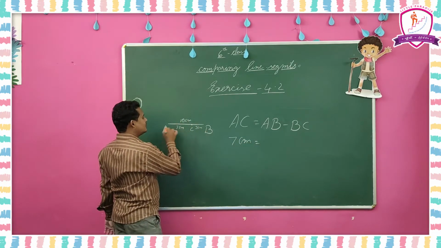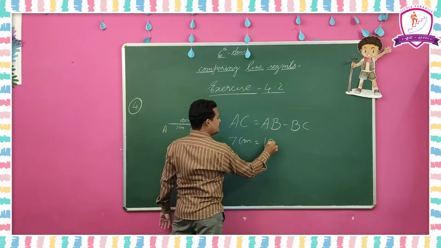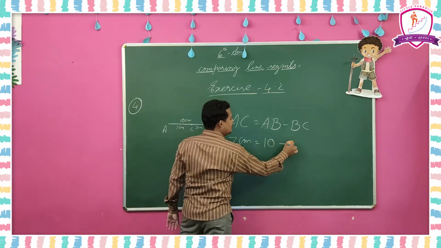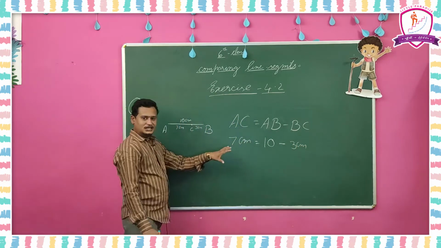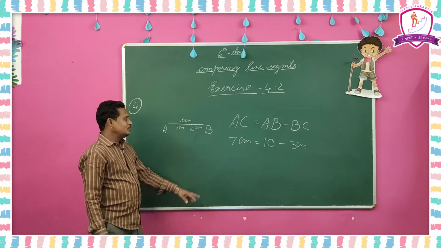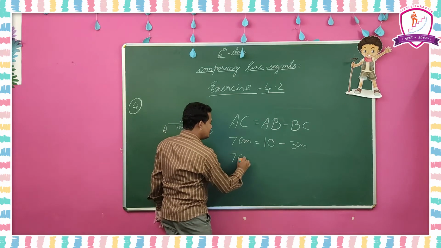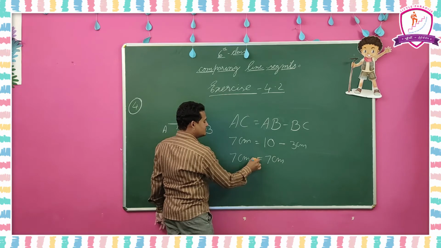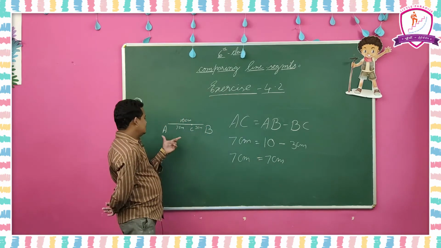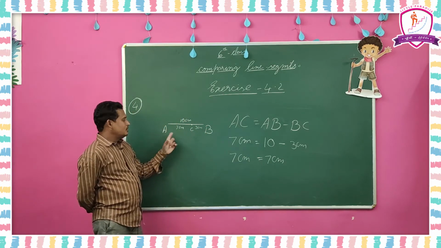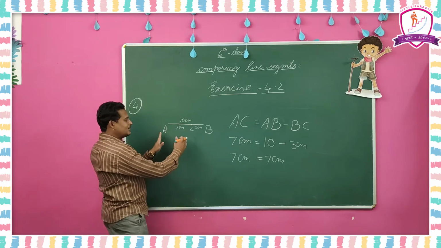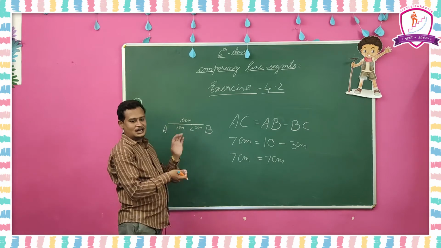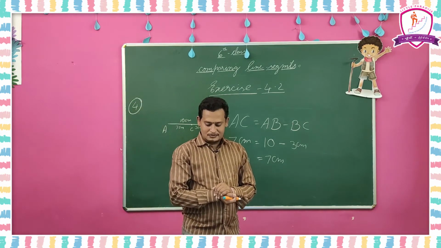So, the total AB value is 10 centimeters, minus the BC value, which is 3 centimeters. Substituting, it is called substituting. So, 7 centimeters you can write here, and 10 minus 3 is also 7 centimeters. Hence it is proved. So, AC is equal to AB minus CB. When you subtract CB from the total AB, we will get AC. Understood? That is the thing we have to explain.